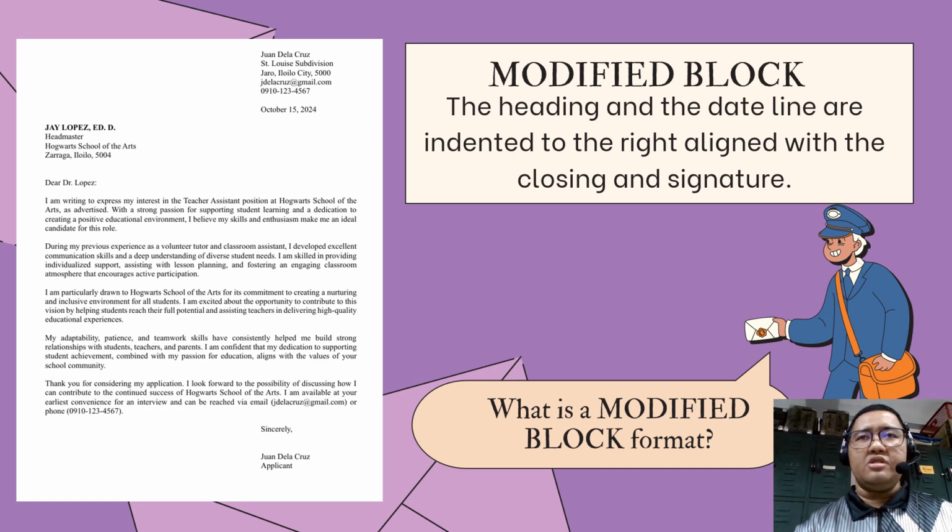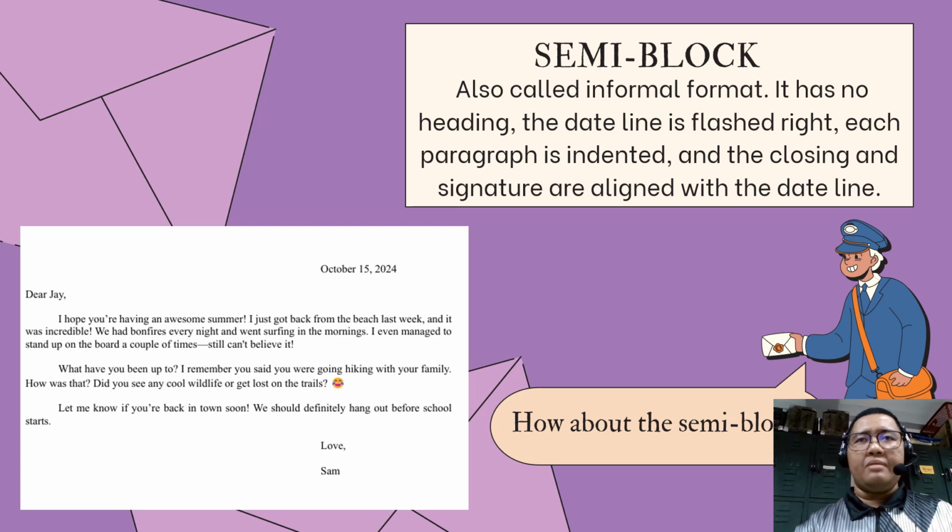Now let us proceed to the next format, the semi-block format or the informal format. It has no heading. The date line is flushed right, so it's pushed to the right. Each paragraph is also indented, and the closing and signature are also pushed to the right, aligned with the date line. So it's just a friendly letter or perhaps an informal letter.